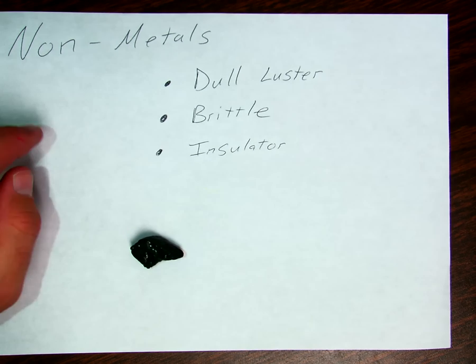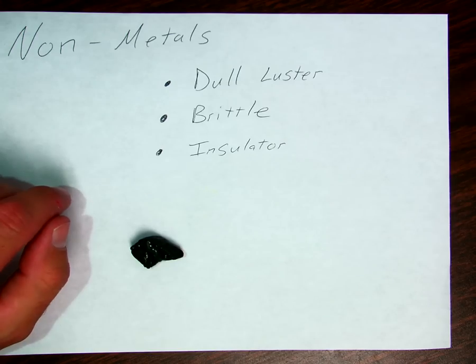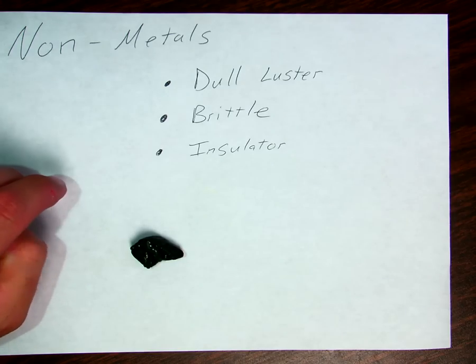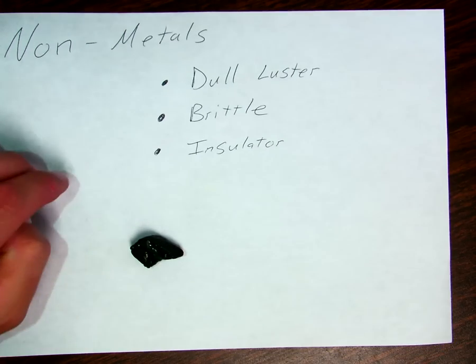All right, so I hope that quick review jogs your memory a little bit from 6th grade science, and you can figure out metals, non-metals, and metalloids based on physical properties.